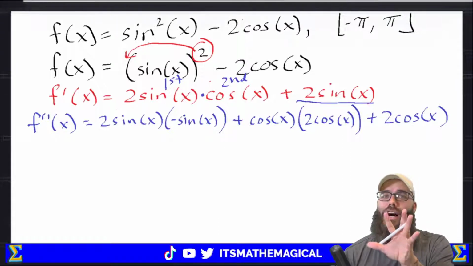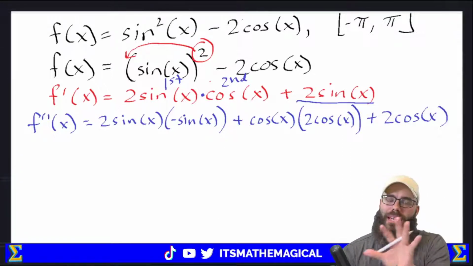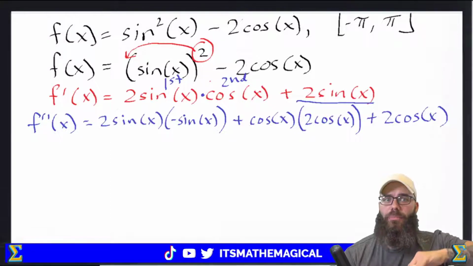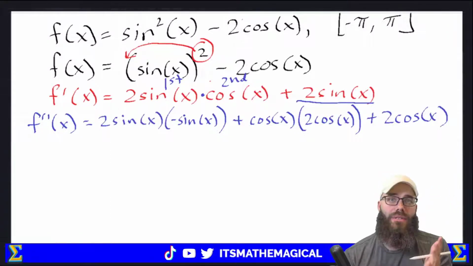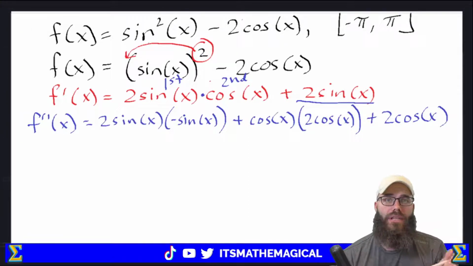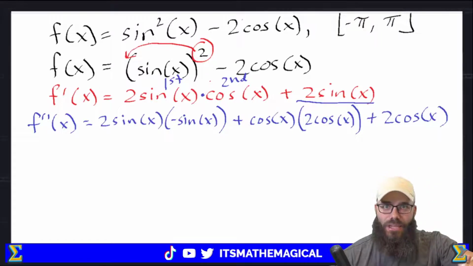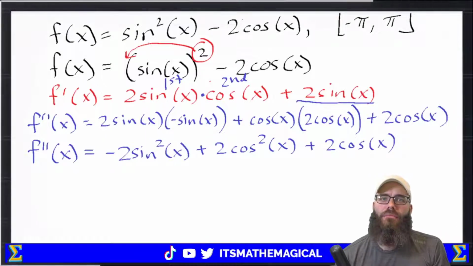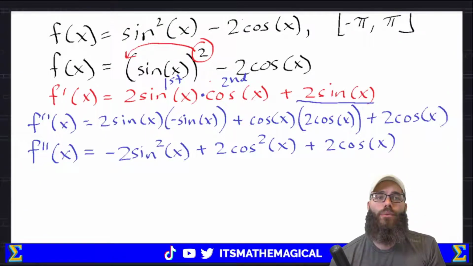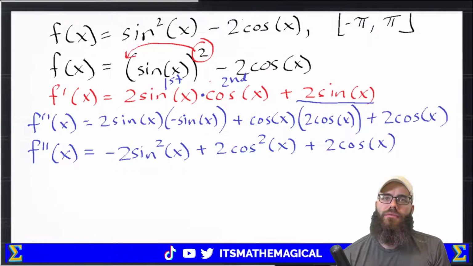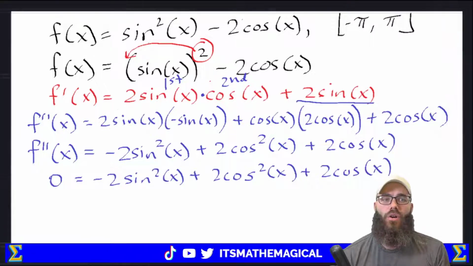All right, I understand there's a lot going on your screen, so let's clean it up a little bit. Take a little bit of time. Let me know if something wasn't quite clear in differentiating this, but let's clean it up and make it look a little nicer, because remember, the goal in finding intervals of concavity would be finding possible inflection points, which is found by setting the second derivative equal to 0. So let's clean this up and we'll get this. F double prime, so the second derivative, is equal to -2 sine squared x plus 2 cosine squared x plus 2 cosine x. Okay, so now to find our possible points of inflection, we want to set this equal to 0 and solve.